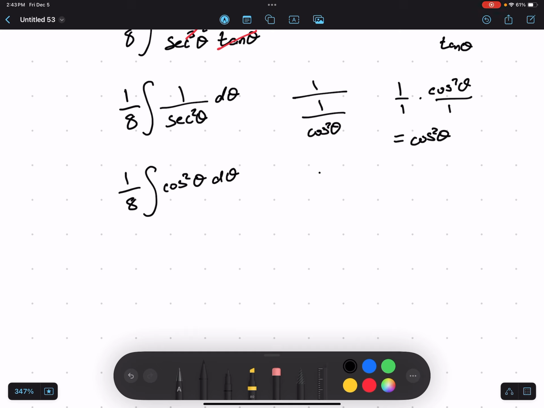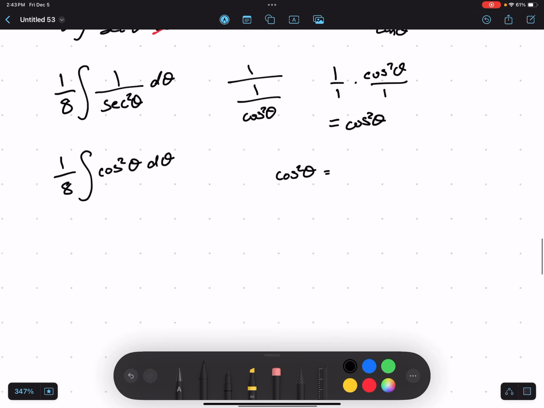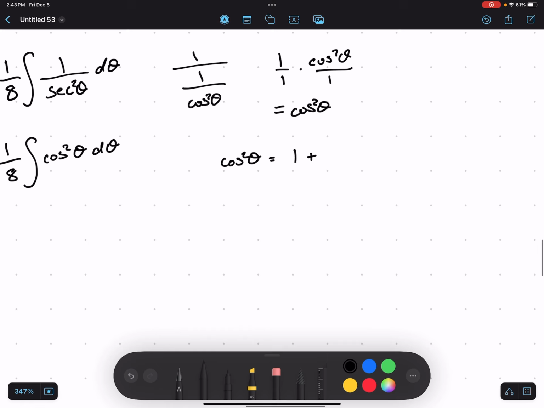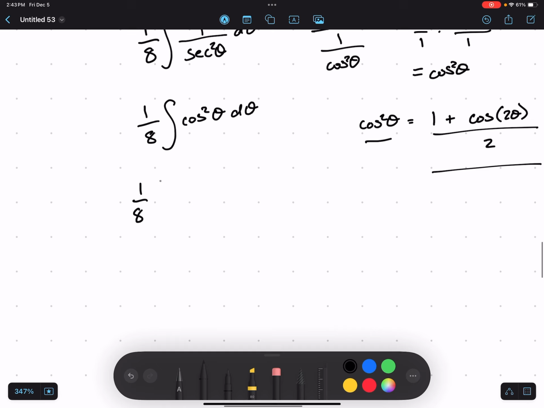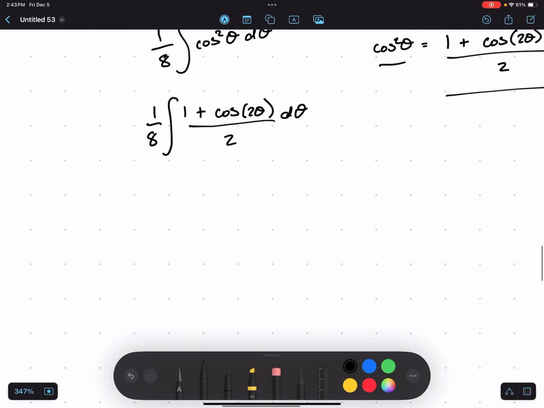We have a cosine squared theta d theta, and this is something that we don't know how to just directly integrate, but what we do know is how to step that down. When you run into a cosine squared theta, we can rewrite that as 1 plus cosine of 2 theta all over 2. These two things are equivalent. And so then we have 1 over 8 times the integral of 1 plus cosine 2 theta over 2 d theta. Now, of course, we'll bring this 2 out.